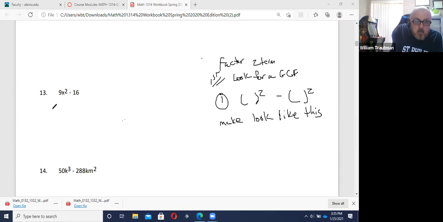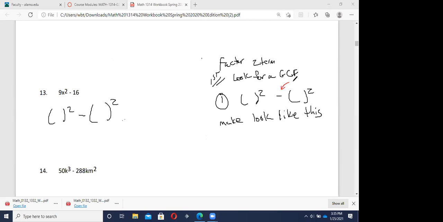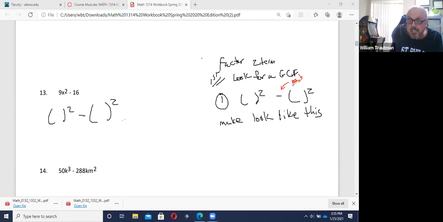In other words, I want a parentheses squared minus a parentheses squared. And it must be a subtraction sign. If there's a plus sign, you can't factor two terms anymore. That should be a subtraction, or you cannot factor two terms. Can somebody tell me what goes into this first blank?